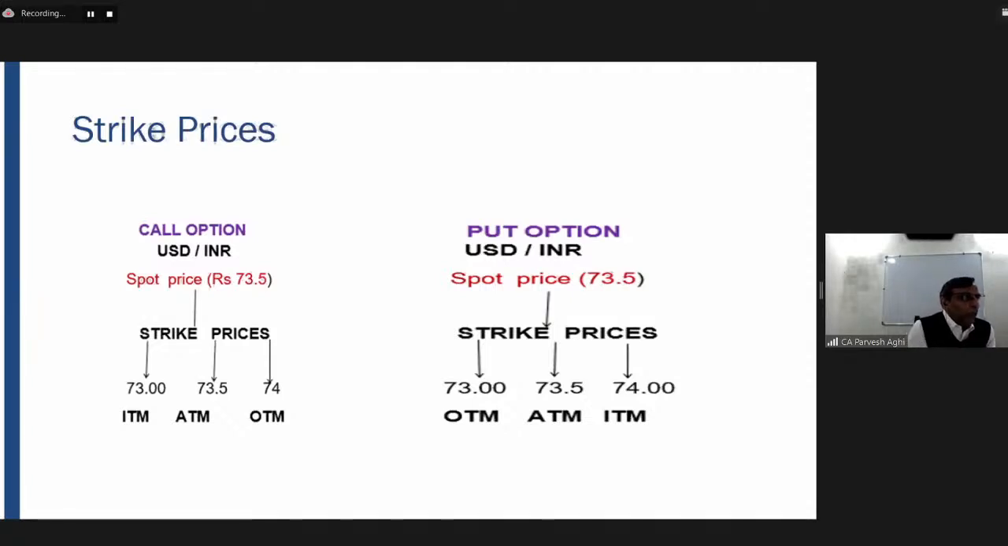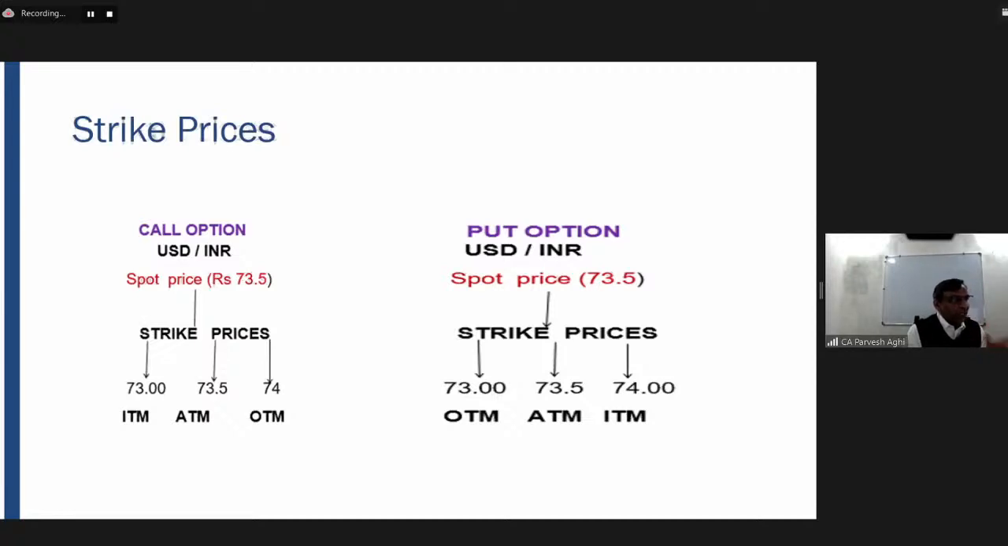Now here, the put option will be just the reverse. The spot price is 73.50, and the strike prices which are available to you are 73, 73.5, and 74, in rupee terms per dollar. If it was 73 rupees, you got a right to sell the dollar at 73. Okay, fine. But it is already 73.5, so you're making a loss at the beginning. So it's an OTM. So let's look at the 74 here first.